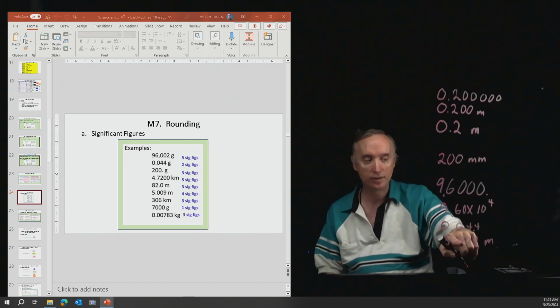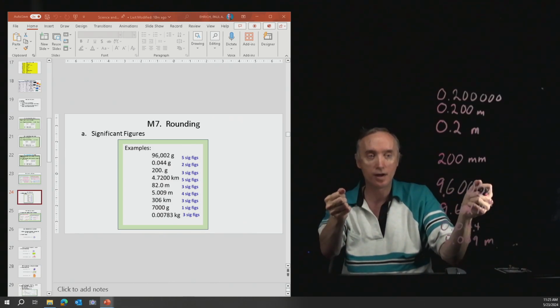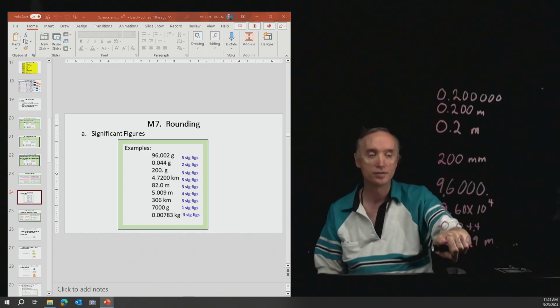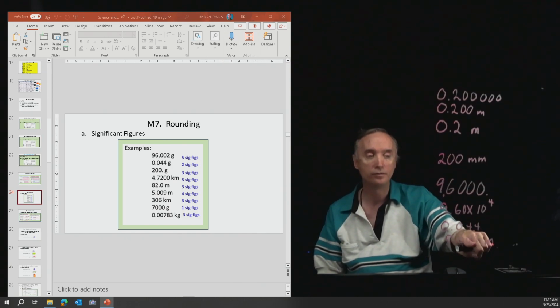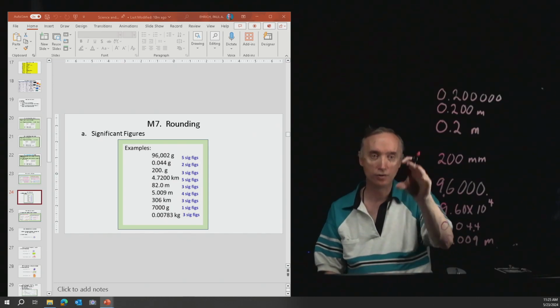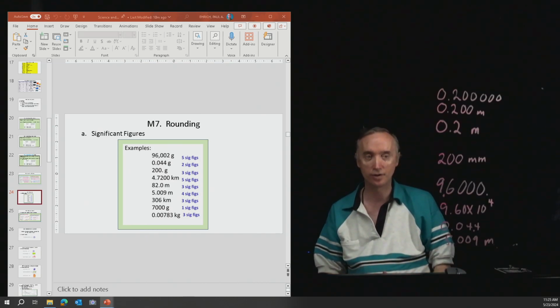Now notice that this time these zeros are important because they're holding the 5 and the 9 away from each other. So they are going to be significant, so this is going to be 1, 2, 3, 4 significant figures. So I'll let you go through that chart and look at those various numbers and make sure that you realize why it has a certain number of significant figures.